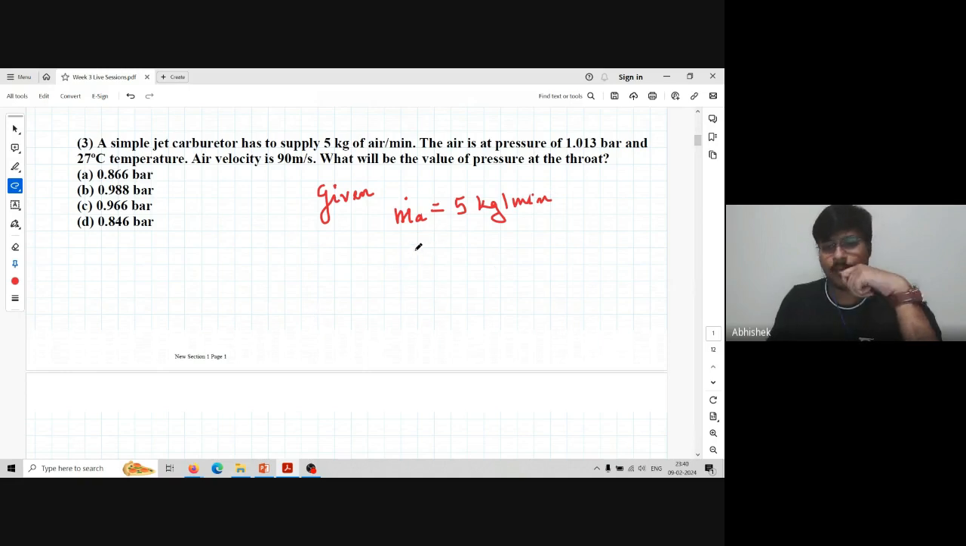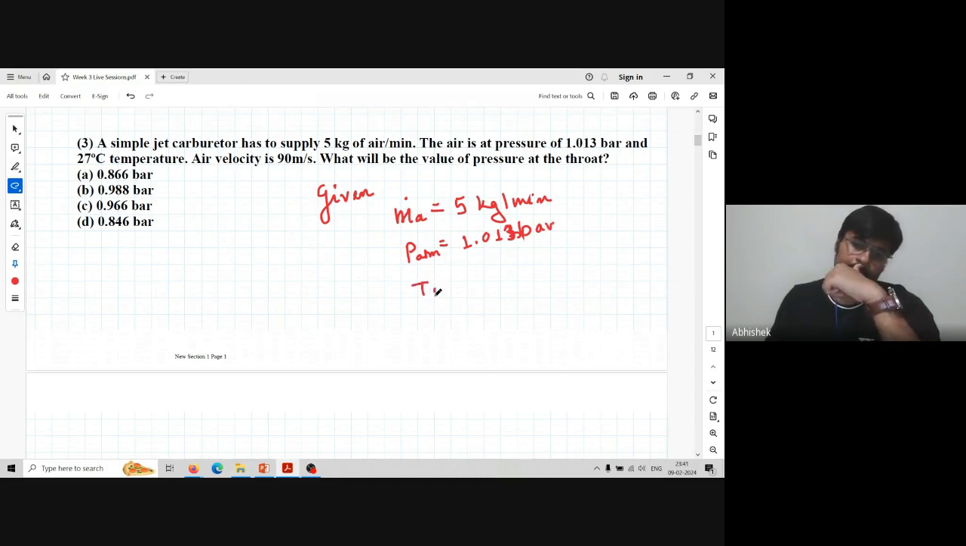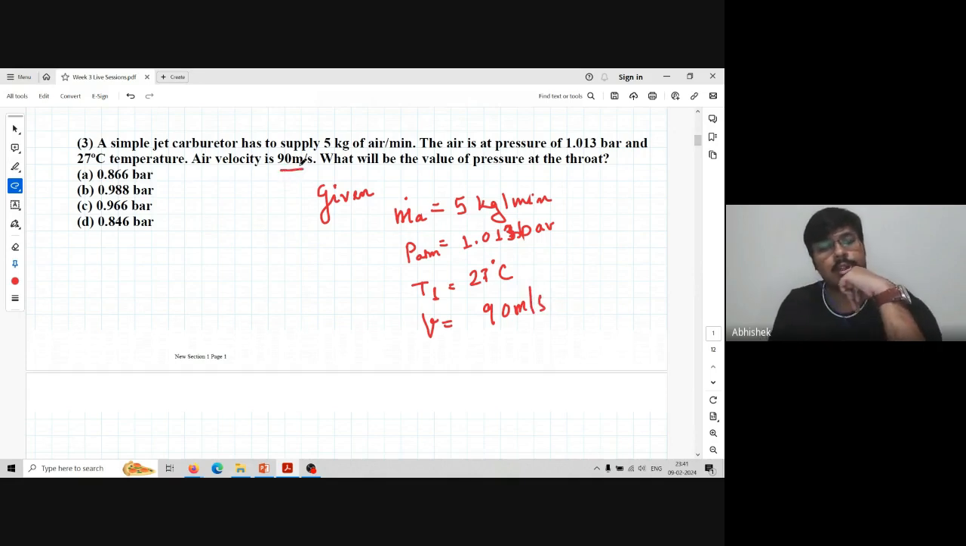Now the air is at atmospheric pressure of 1.013 bar, and temperature is 27 degrees Celsius. And the air velocity is 90 meters per second. Which velocity is it mentioning here? At which portion of the carburetor is it possible?